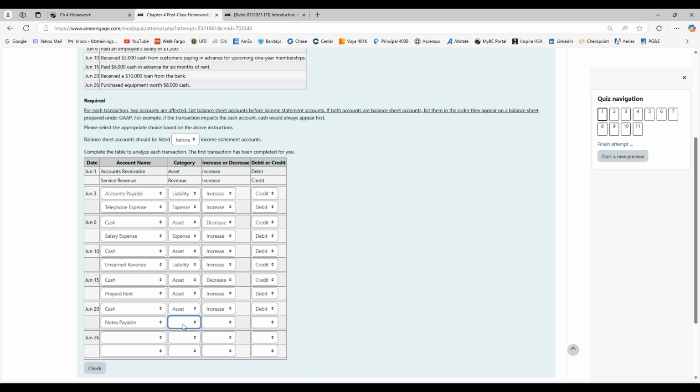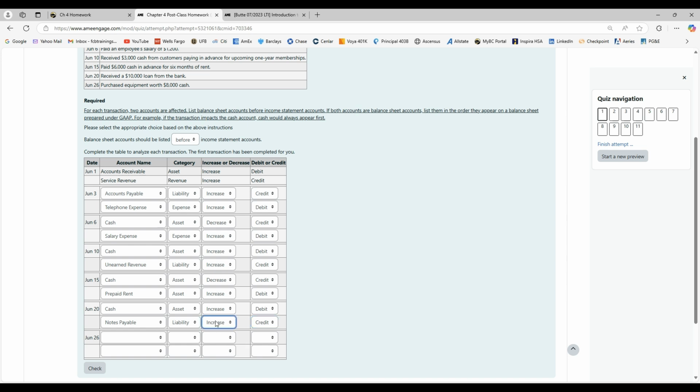Sometimes you'll see bank loan listed as an account, but notes payable is typically the liability account that would account for any kind of long-term debt. As opposed to accounts payable, which is more short-term operating type liabilities that are paid in the normal course of business, notes payable is a liability that goes along with a note. So it's a long-term payment, essentially, like a mortgage or some other type of long-term financing. And we are increasing that liability.